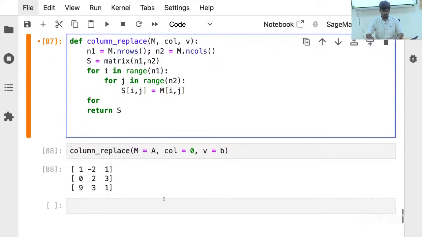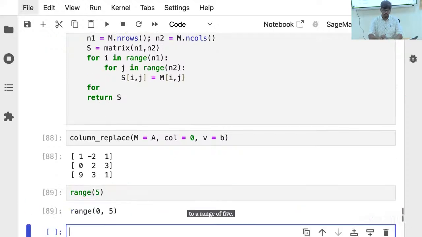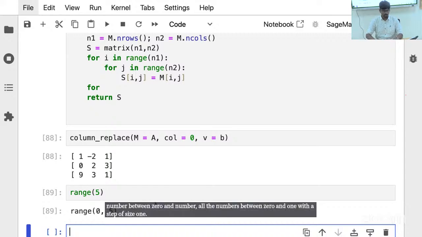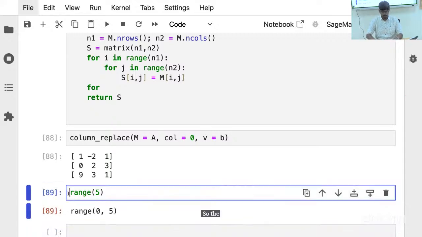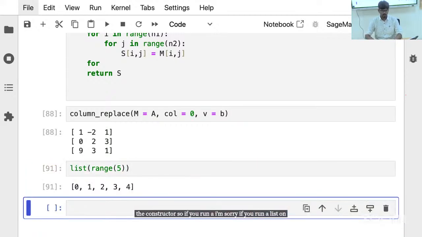Okay, I forgot to say this, I think. Suppose I say range of 2 or range of 5, then that gives all the numbers starting from 0 with a step size of 1. The way you see that is it's a constructor. So if you run a list on that range, then it will give you the numbers. The range of 5 is nothing but 0, 1, 2, 3, 4.